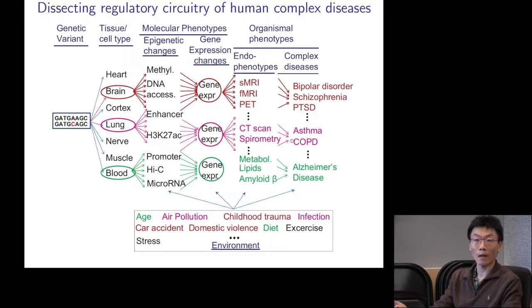And then finally, what are the connections with complex diseases? For example, what are the genes and mutations and then endophenotypes that connect with asthma or COPD and with the psychiatric disorders. Obviously, these diseases also share some molecular or endophenotypes that contribute together to the complexity of the disease.